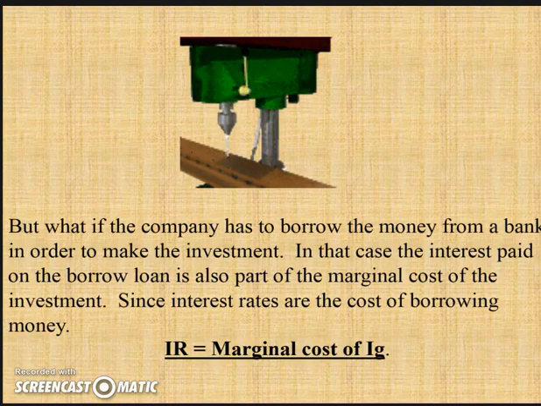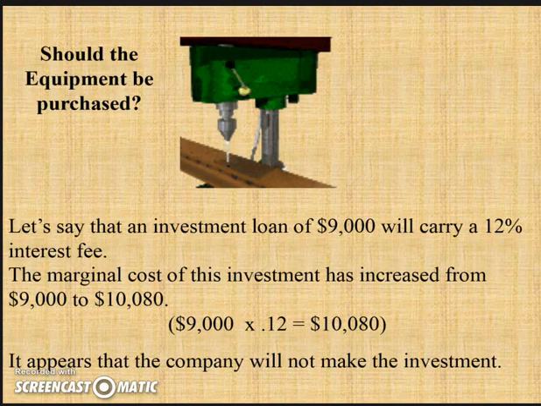But what if the company has to borrow the money from a bank in order to make the investment? In that case, the interest paid on the loan is also part of the marginal cost of the investment, since interest rates are the cost of borrowing money. So, interest rate is a marginal cost of gross investment. Should the equipment be purchased? Let's say that the investment loan of $9,000 will carry a 12% interest fee. The marginal cost of this investment has increased from $9,000 to $10,080. 9,000 times 0.12 is 10,080. It appears that the company will not make the investment.